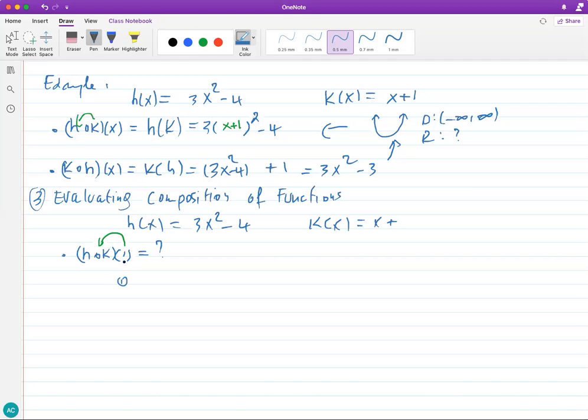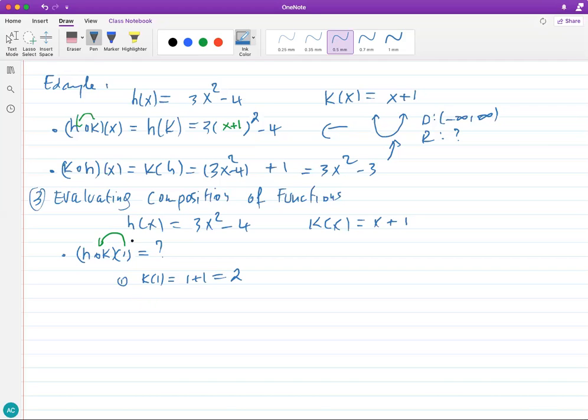First, you want to evaluate this. When you find k of 1, that's the first step. There's two steps, and that's one of them. How do you find k of 1 again? You plug 1 where x is into what function? The k function, right? Into this one. You're going to plug 1 into k. This is k, so you're going to plug 1 here. 1 plus 1, which is 2. That's the first step.